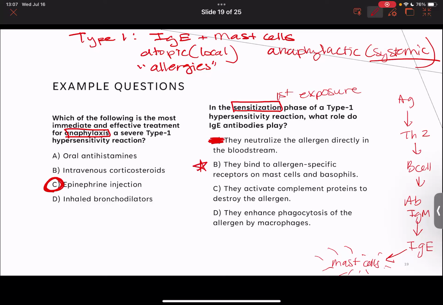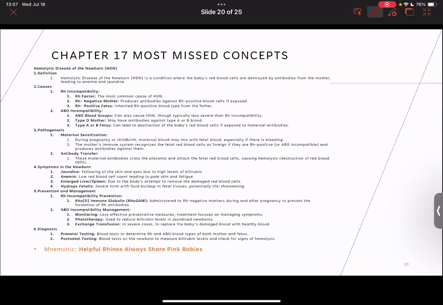Potentially this. Are they activating complement proteins to destroy the allergen? No. Are they enhancing phagocytosis of the allergen by macrophages? No. They are binding to receptors on mast cells or basophils. So those mast cells or basophils, we're focusing on the mast cells, wear them as little receptors on their surfaces and they lie in wait for the allergen again, and then later release their stuff by degranulation.